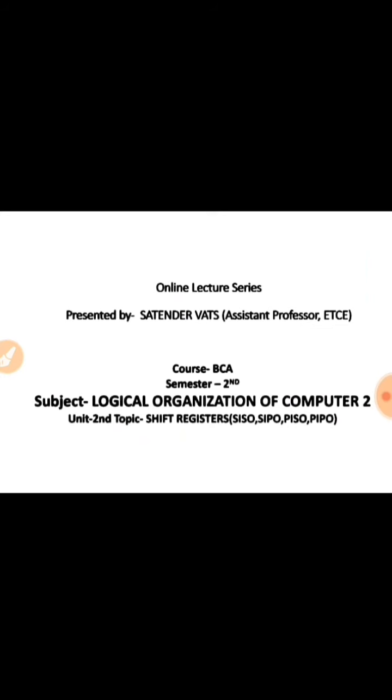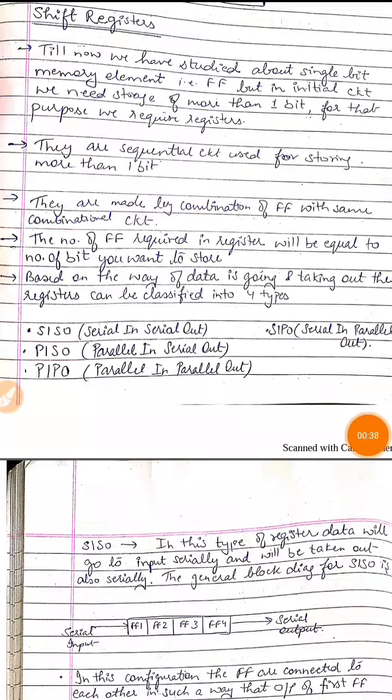Our today's topic is shift registers, which is a part of Unit 2 of Logical Organization of Computer, BCA second semester. We will see serial in, serial out registers, serial in, parallel out, and parallel in, parallel out registers. Okay, so let's start. Our today's topic is shift registers.